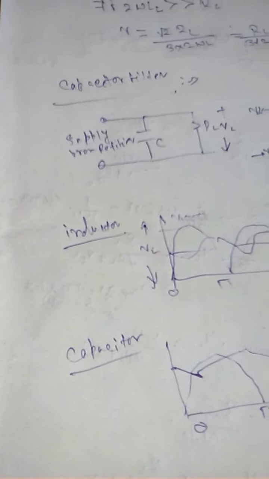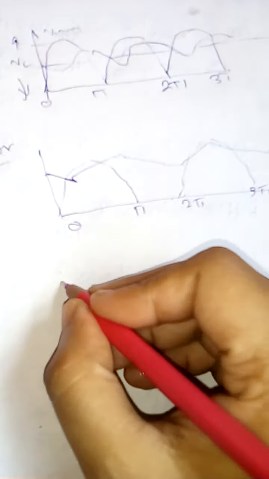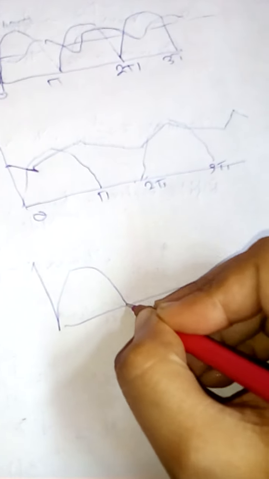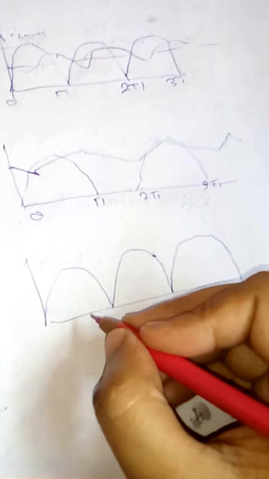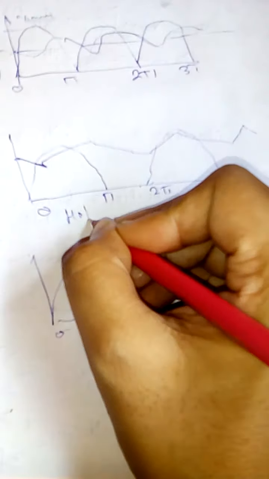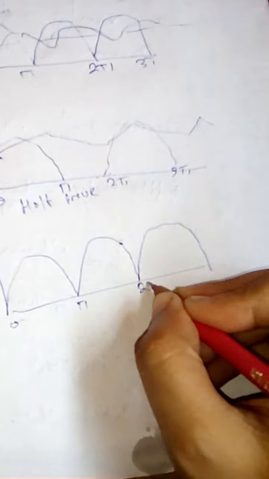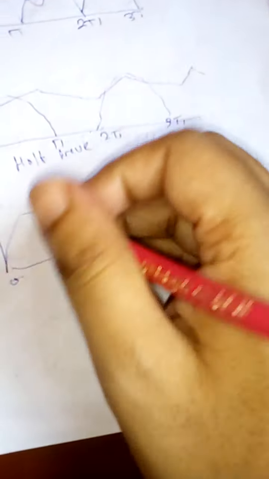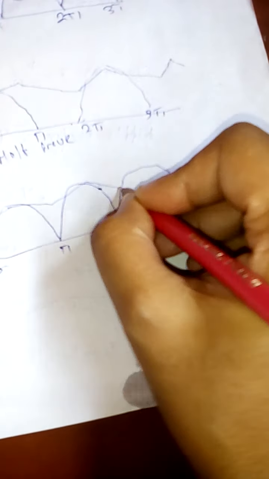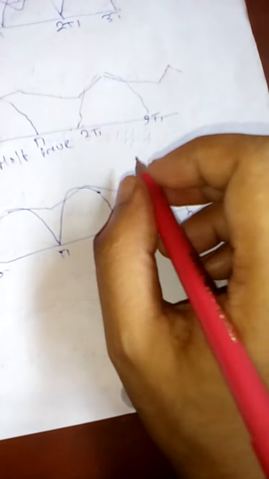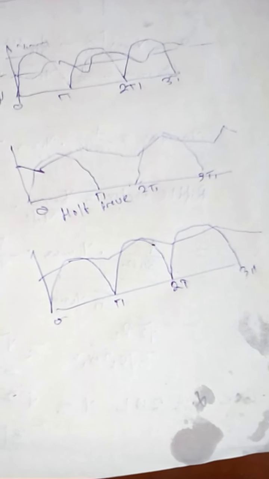If we take the full wave rectifier using a capacitor, then the filter circuit will be like that. This is 0, pi, this is half wave, this is for full wave, 2 pi, 3 pi. Similarly, charging, discharging, charging, discharging, charging, discharging, we get this type of waveform.